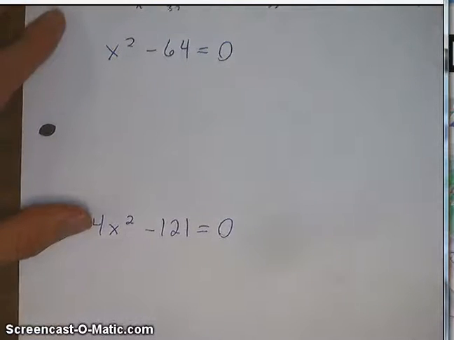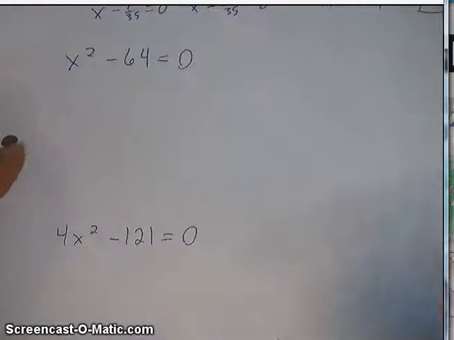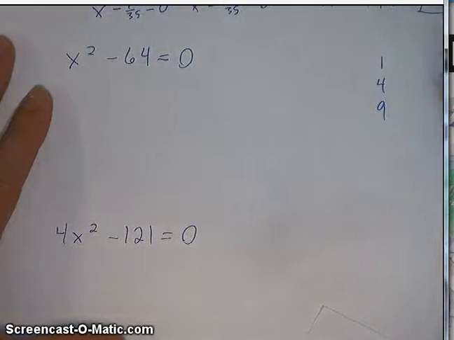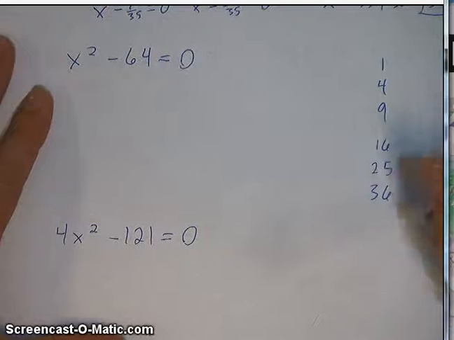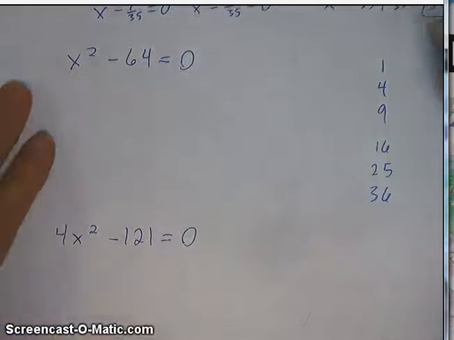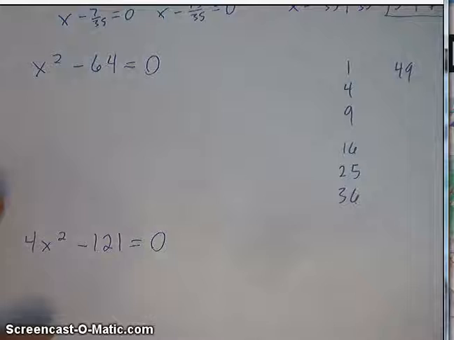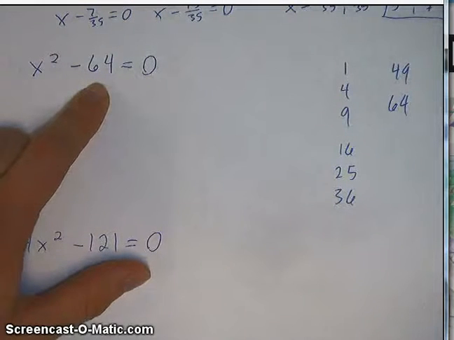Problems like this, these are called the difference of two squares. And the way you recognize them is by recognizing perfect squares. Perfect squares are like 1 times 1, 2 times 2, 3 times 3, 4 times 4, 5 times 5, 6 times 6, 7 times 7, and so on. 64 was actually the next one here, because that's 8 times 8.